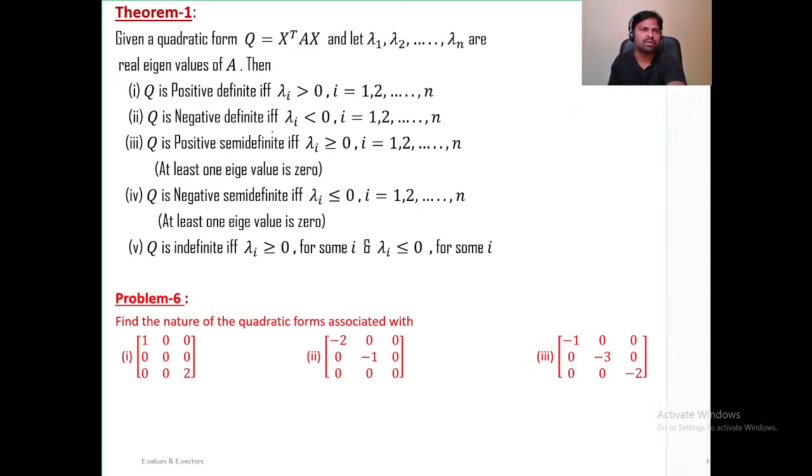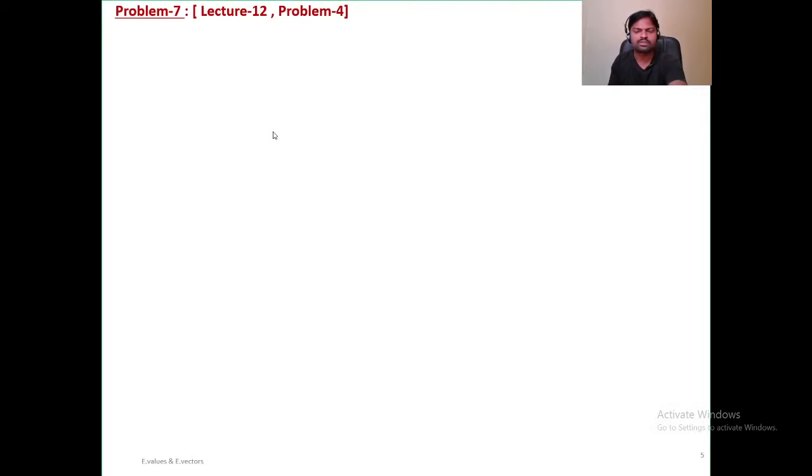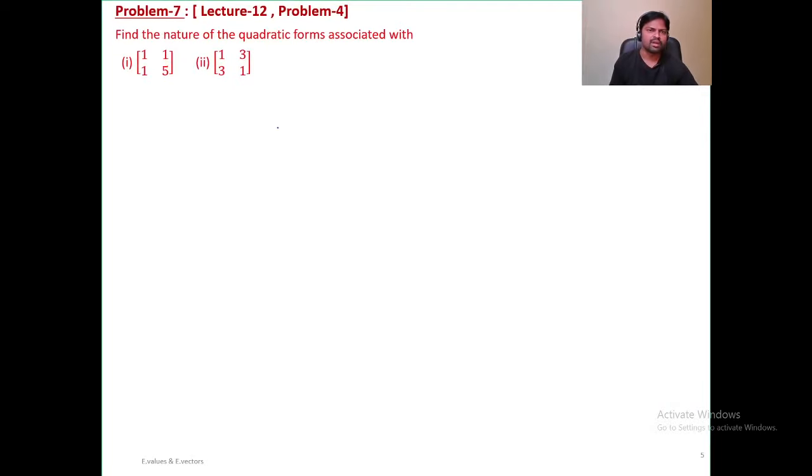Similarly, let us do one more problem. Problem number 4, this I already did in lecture number 12, same problem. But I want to find the nature by using the eigenvalue concept. Okay, now let me do this. So first one, matrix A is given, that is 1 1 1 5. Now through the eigenvalue concept, I first require the eigenvalues, right? So first let me compute the eigenvalues.